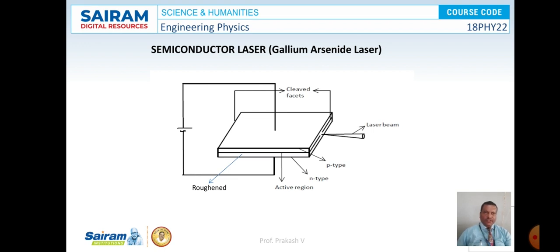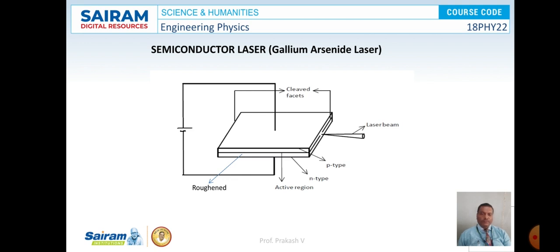Now let us go to the semiconductor laser or gallium arsenide laser. So semiconductor laser is made out of a gallium arsenide crystal. Here the gallium arsenide laser diode is a single crystal of gallium arsenide and consists of heavily doped N and P sections. The N section is derived by doping gallium arsenide with tellurium, and the P section is derived by doping gallium arsenide with zinc. So here let us go to the design of this laser diode.